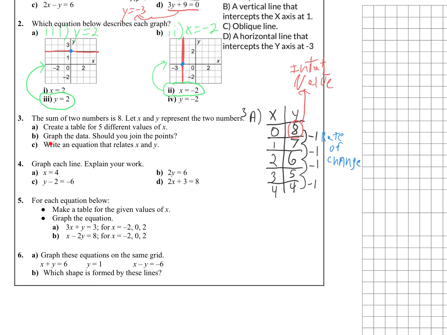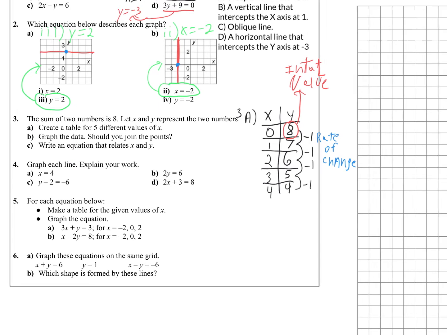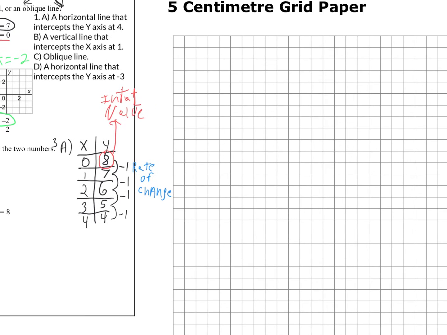Those two things will come into play when we answer part C. But for right now, for part A, where it says create a table of values for 5 different values of x, there's 0, 1, 2, 3, 4. That's 5 different values of x. Here it is with our values of y. Next, it says graph the data. So I'm going to come over here to my graph paper and draw a graph. Since I don't have any negative numbers, I don't need to worry about setting up a negative chart. So here we go.